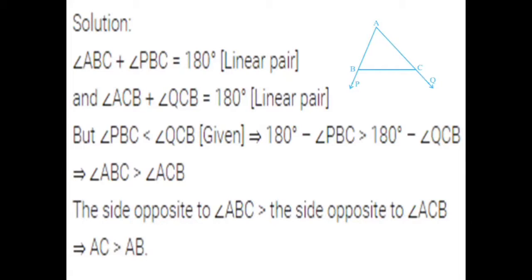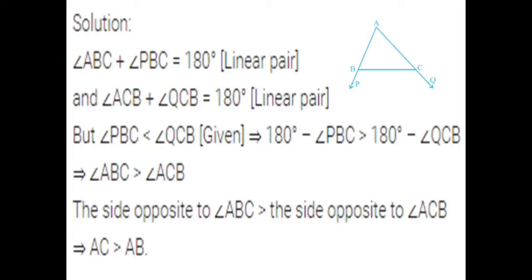Now, what is given? Given that angle PBC is less than angle QCB. Yes, and so 180 minus angle PBC will be greater than 180 minus angle QCB. So, what is 180 minus angle PBC? Yes, it is angle ABC. What is 180 minus angle QCB? Yes, it is angle ACB. So, what did we conclude right now?